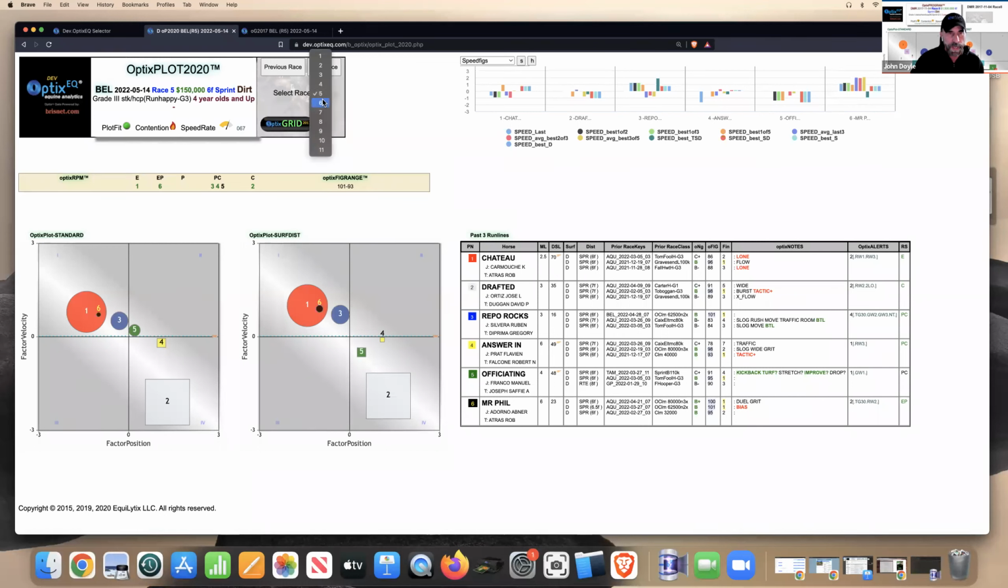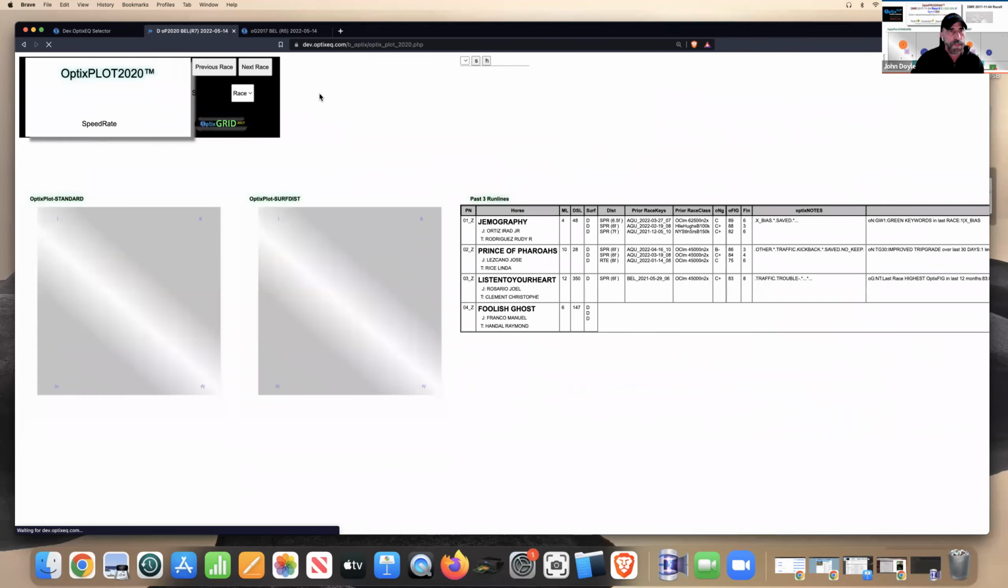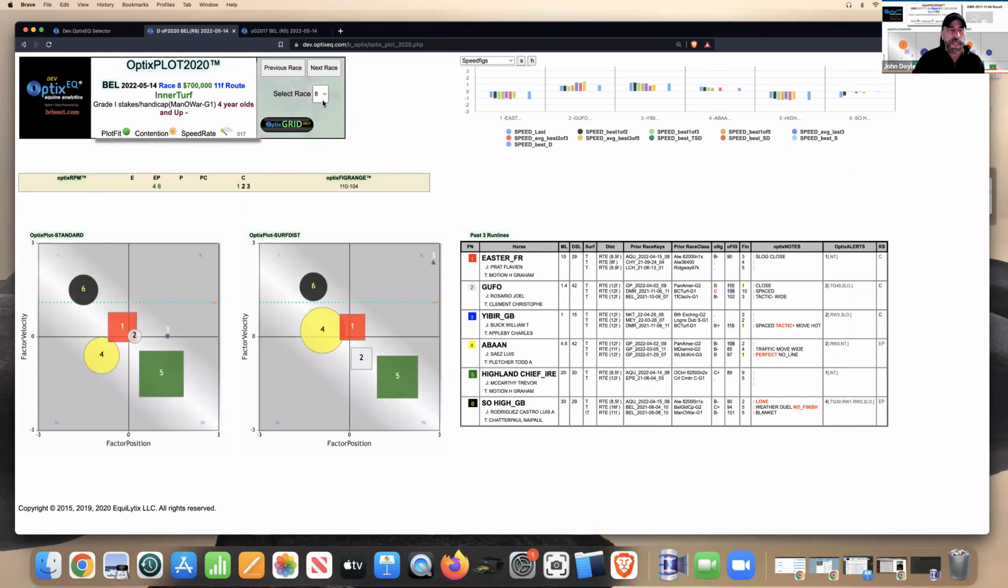Okay, so that was the Runhappy. Going to switch now to the Man o' War. Let's see. I think it's the 7th or the 8th. Maybe it's the 8th. Yeah. So this is a Grade 1 on the grass.